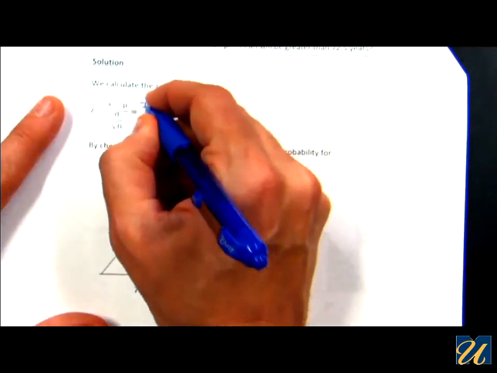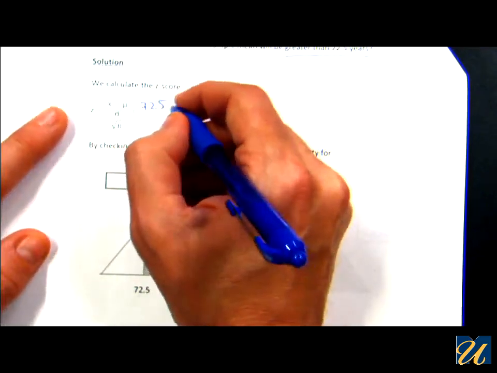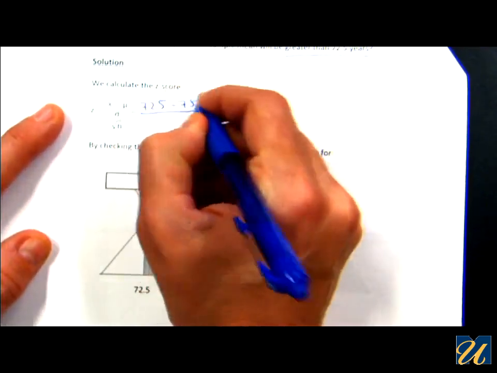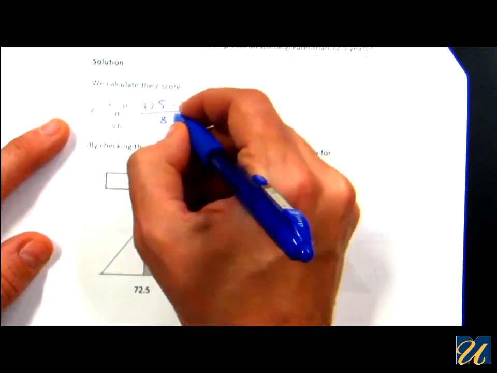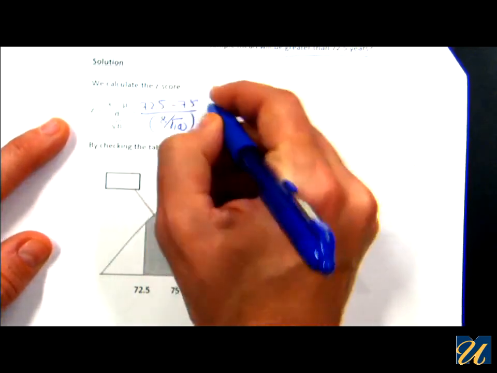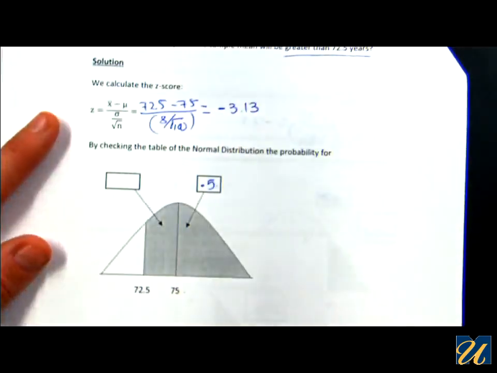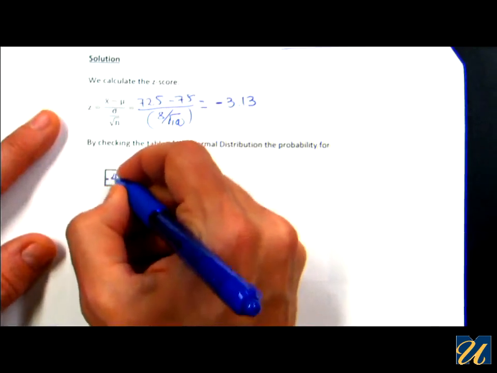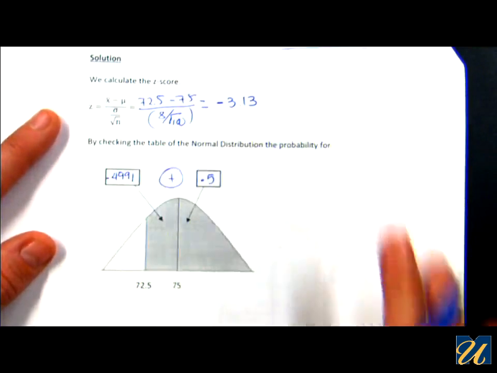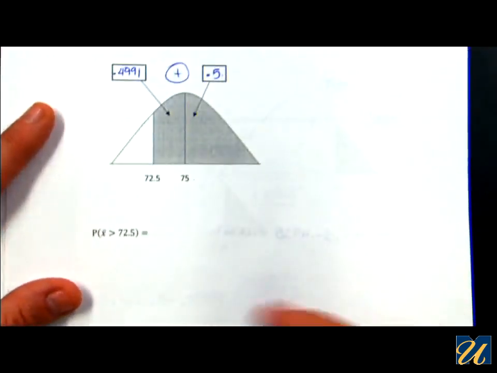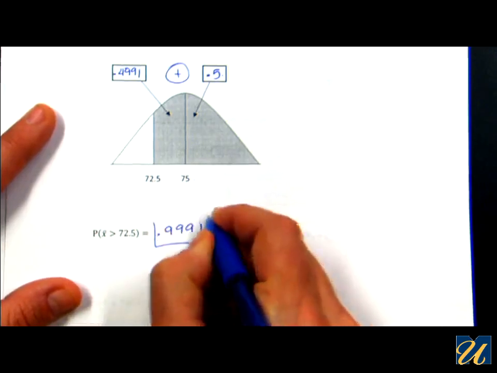So 72.5 minus 75 over sigma 8 divided by square root of 100. This will be equal to negative 3.13. This will give me a high probability of 0.4991. I add the 0.5, so this probability will be equal to 0.9991.